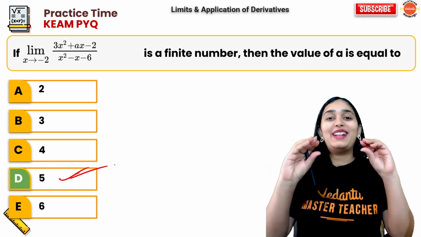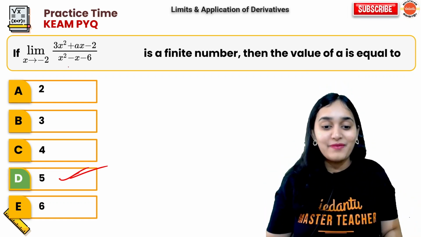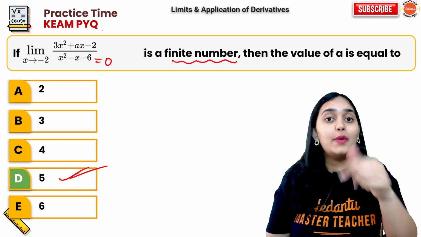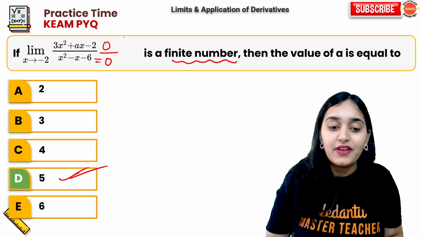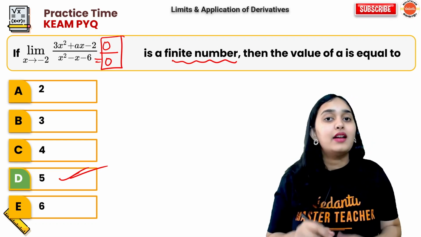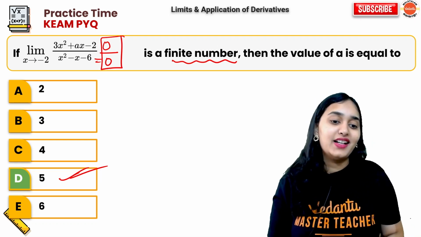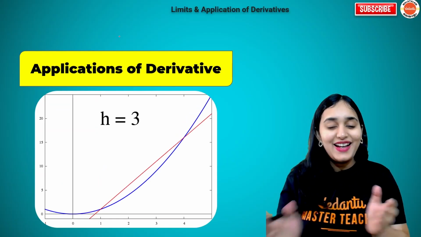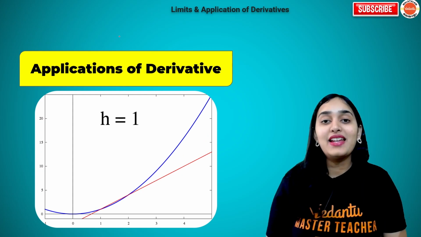Understood? It was a tricky, twisted question. The denominator is coming 0, but the limit is finite. How is that possible? It is only possible if it is 0 by 0 format. Then only the limit will be finite. So that's how we got a as 5. Clear to everybody? Okay, so the limits chapter is over now.